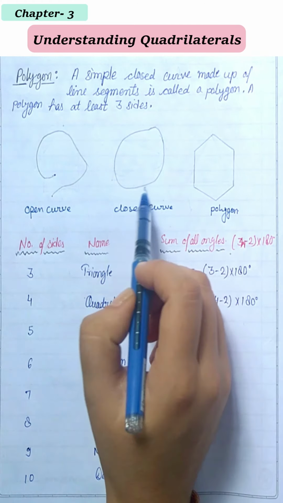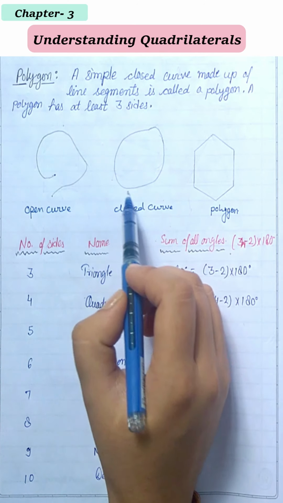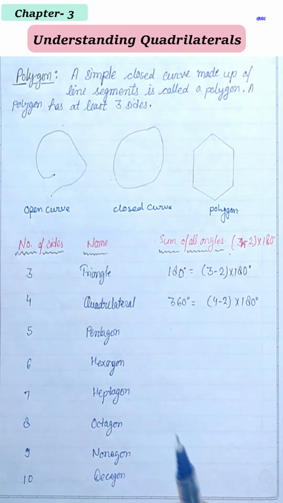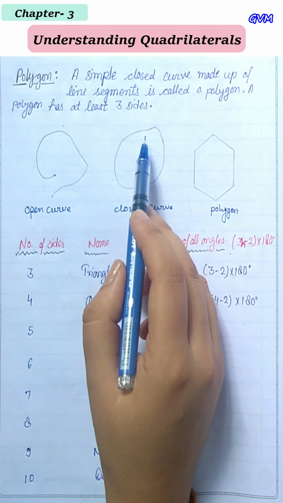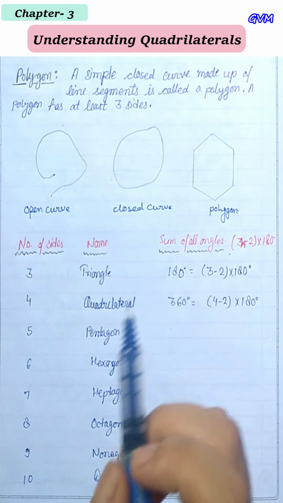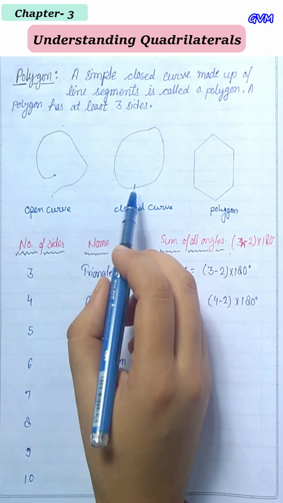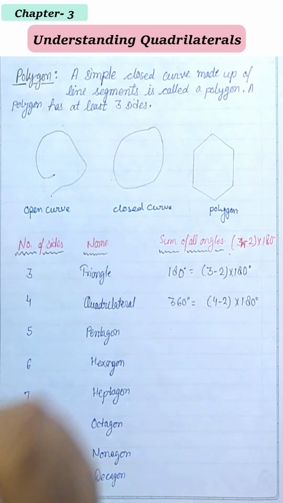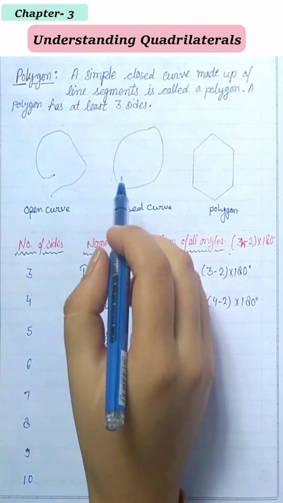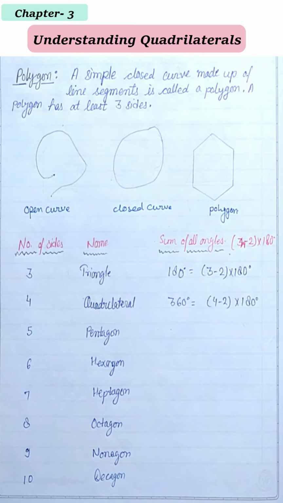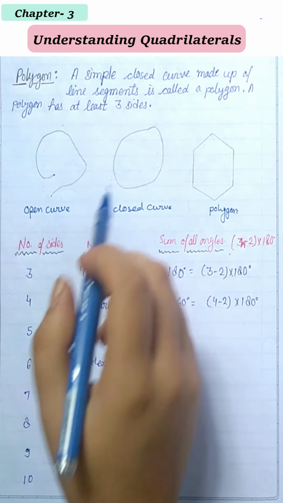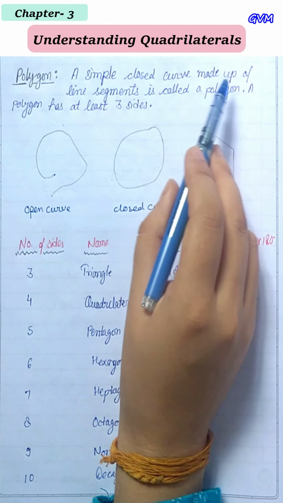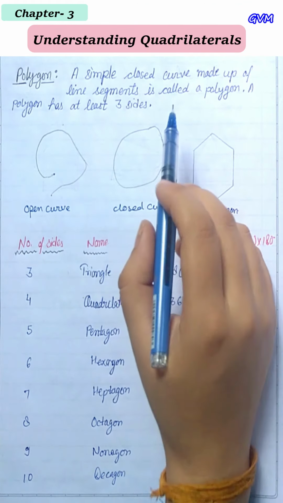Second, in this figure we have no starting point and no end point. That means we cannot tell where the starting point is and where the end point is. So this is a closed curve. And then, a simple closed curve. What is a simple closed curve? In a simple closed curve, the line or the curve does not intersect itself. So, a simple closed curve made up of line segments.